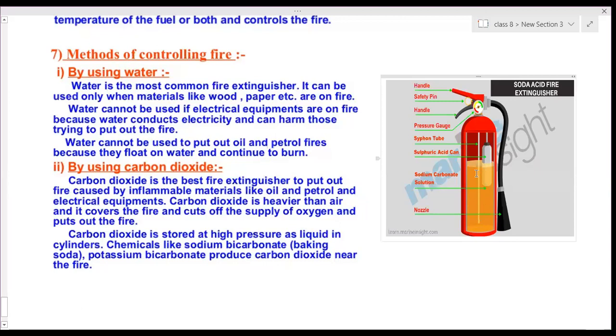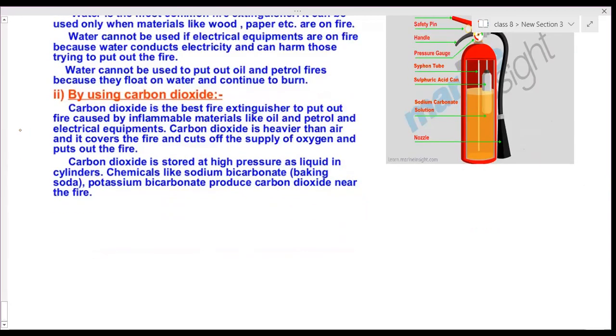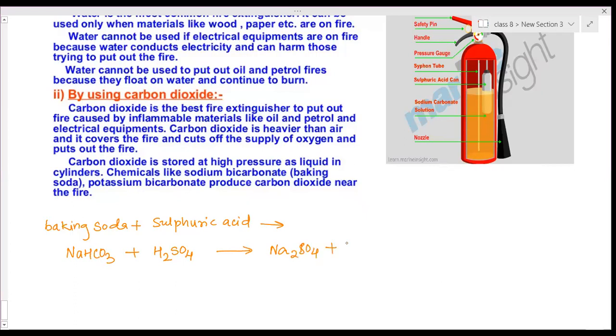So what happens is a reaction between baking soda and sulfuric acid. Baking soda, NaHCO3, sodium hydrogen carbonate, reacts with sulfuric acid, H2SO4. This forms Na2SO4, sodium sulfate, plus water and carbon dioxide gas is given out. Now this gas will be given out when these two react together.